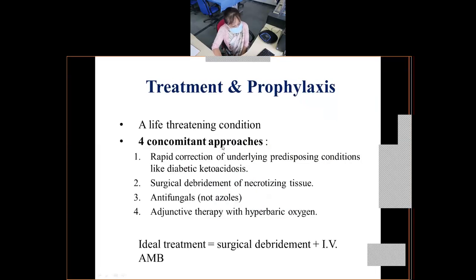So this is a life-threatening condition, and there are 4 concomitant approaches which have to be there. First, you have to correct the underlying predisposing condition. If a person is diabetic, you have to make sure that the diabetes is controlled. And you have to do surgical debridement of the necrotizing tissue, because you cannot leave the necrotized tissue in situ, otherwise it will lead to more infection. Secondary bacterial infection can occur, so you have to do surgical debridement. Then you have to give antifungal agents, but not azoles, because they are not very ideal. Usually amphotericin B is the drug which should be given in the treatment of these kinds of conditions.